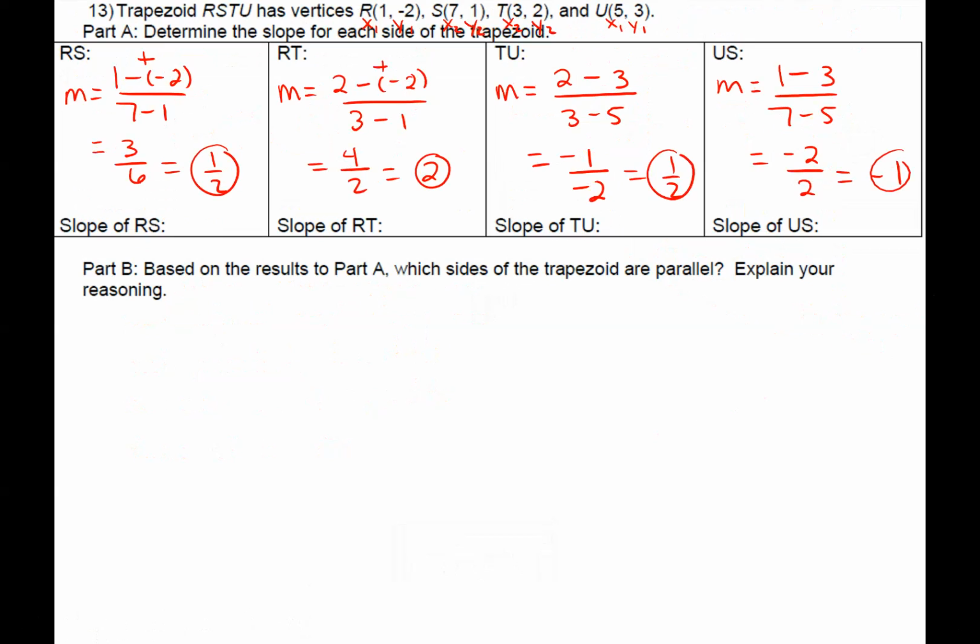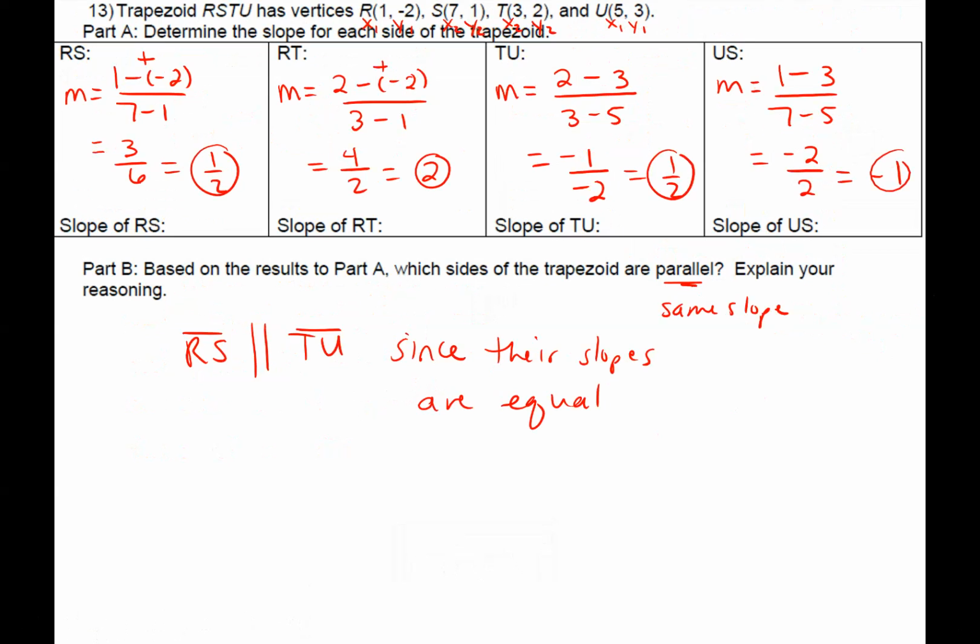Then the question for part B, based on the results to part A, which sides of the trapezoid are parallel, meaning same slope? So if I look at my answers, it looks like RS is parallel to TU since their slopes are equal or the same.